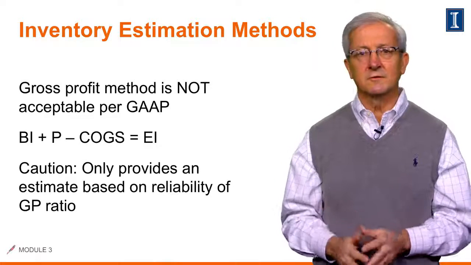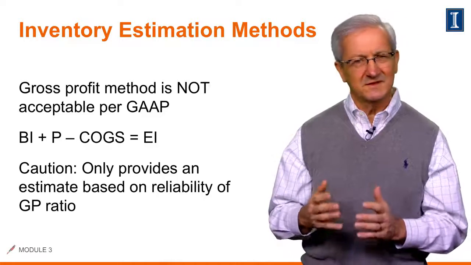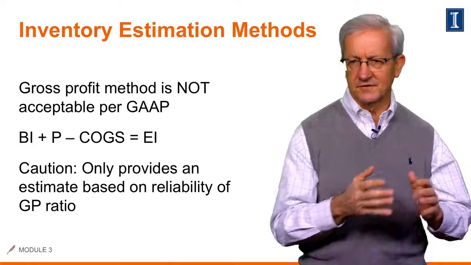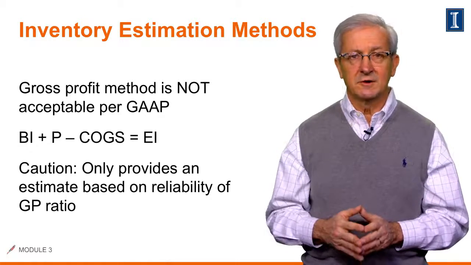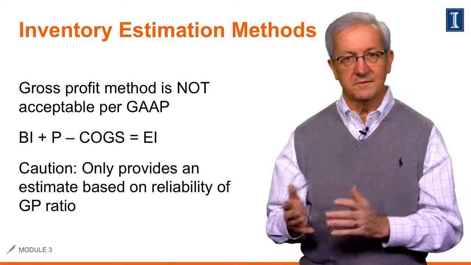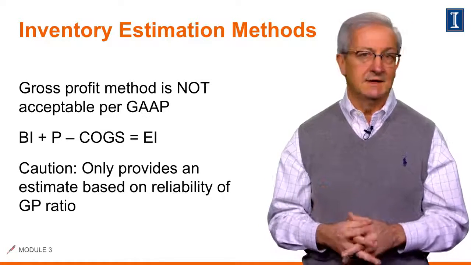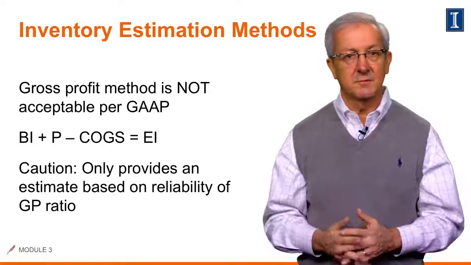So first of all, let's take a look at the gross profit method. This is not acceptable per GAAP, mainly because it's too much of a heavy reliance on those historical gross profit margin estimates. In this scenario, we look at our beginning inventory plus our purchases, which we know is goods available for sale, or GAFS. If you take the goods available for sale minus our COGS, we get to our ending inventory on the balance sheet.